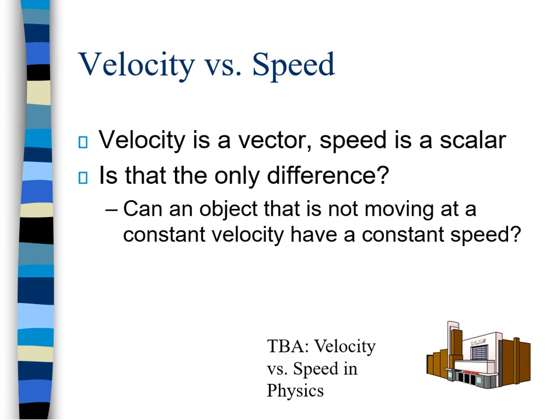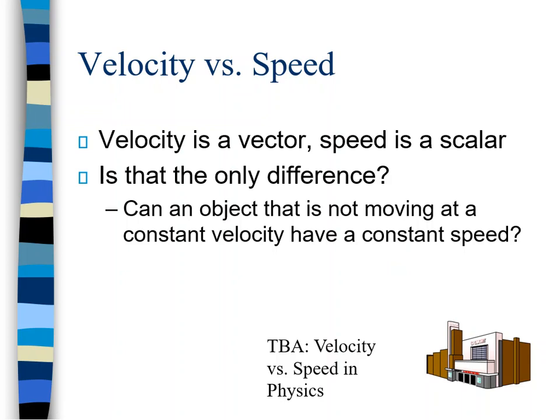Well, think about it this way. Can an object that is not moving at a constant velocity have a constant speed? So, not moving at a constant velocity, that means your velocity is changing. Can you have a constant speed? So, a changing velocity, but a constant speed. I want you to think about that. Can I have a changing velocity, but a constant speed?